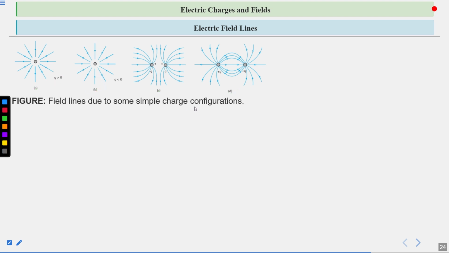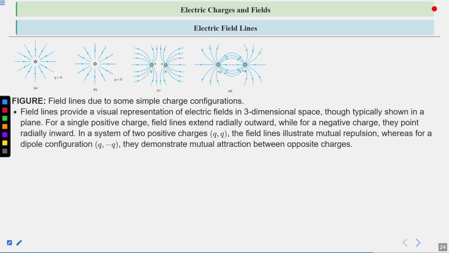Field lines due to some simple charge configuration. So, there is a positive charge and there is a negative charge. Field lines provide a visual representation of electric fields in 3-dimensional space, though typically shown in a plane. For a single positive charge, q greater than 0, field lines extend radially outward in all directions. While for a negative charge, q less than 0, they point radially inward.